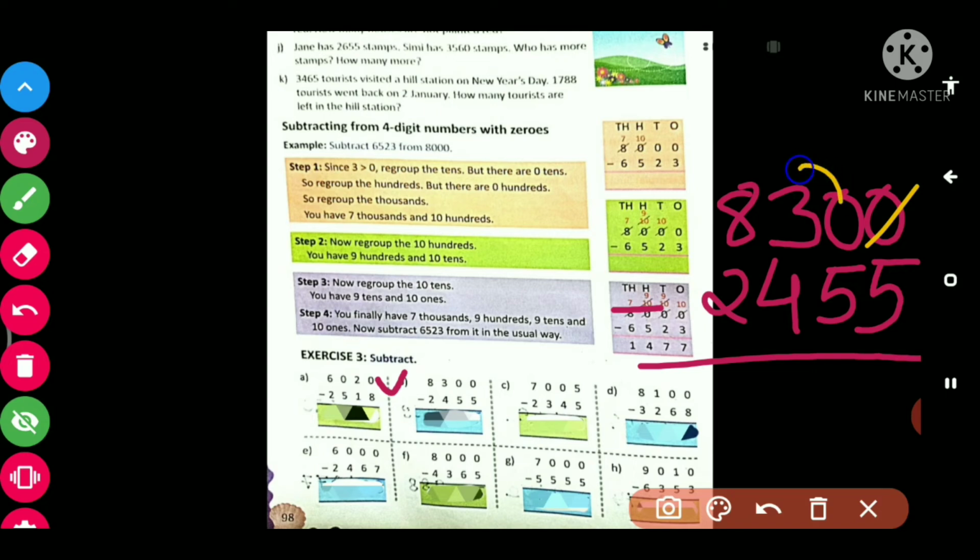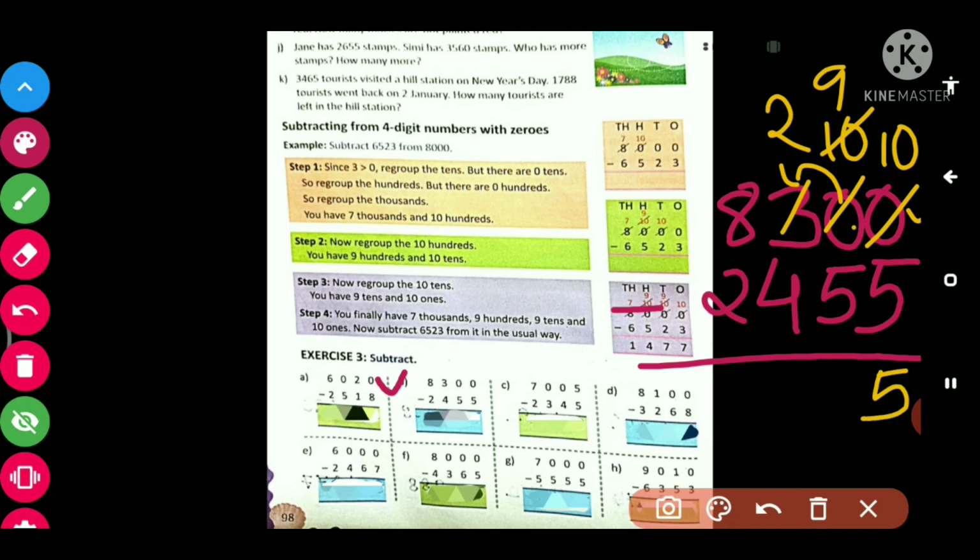So this 0 will move to this number, and now this 0 will ask, or I can say it will borrow from 3. Now 3, it will become what? 2. Now this 0, it will become 10, but this 0 is also asking, or I can say it wants to borrow, right? So now this will give, or I can say this will reduce to 9, and this 0, it will become now 10. Now 10 minus 5, it will be how much? 5.